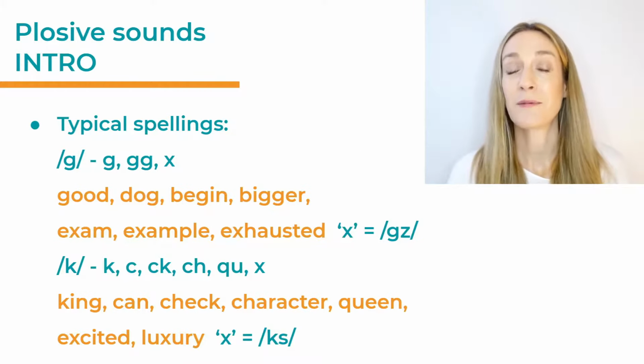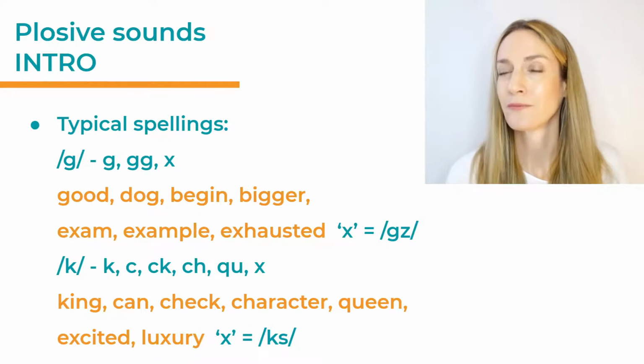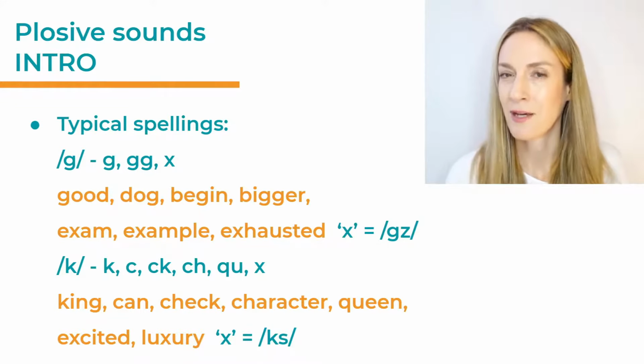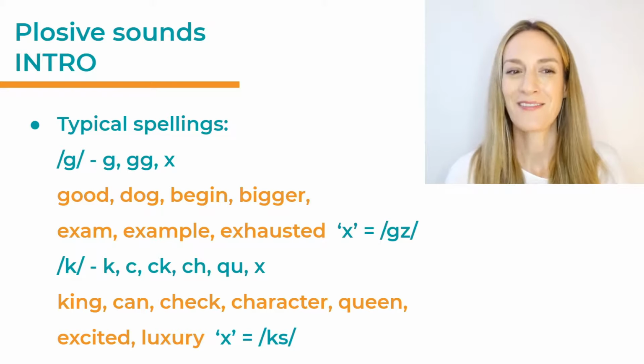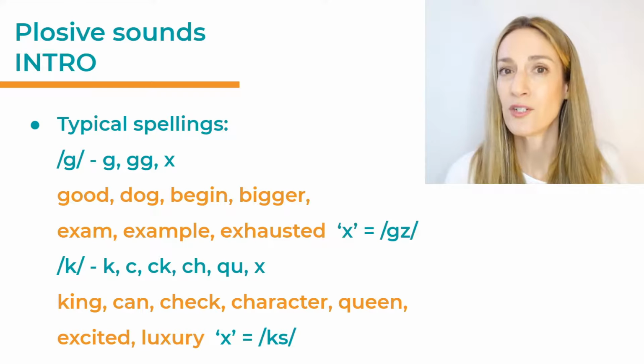What about the typical spelling for g and k? Here we have more patterns. Let's have a look at g first. G can either be spelled as g, double g, or x, and that might be new. Let's have a look at some examples for g or double g. We have, for example, good, dog, begin, bigger, all pretty easy.